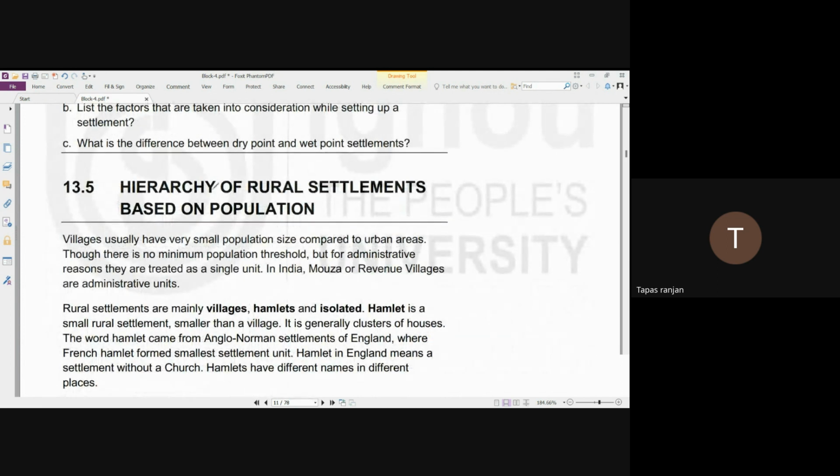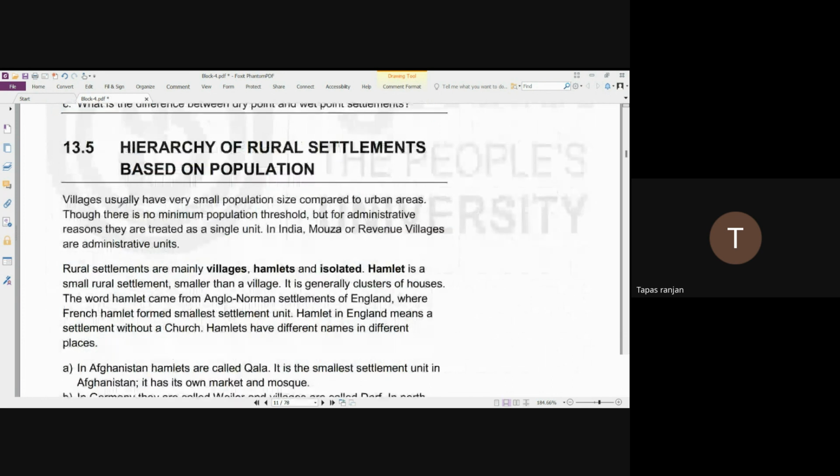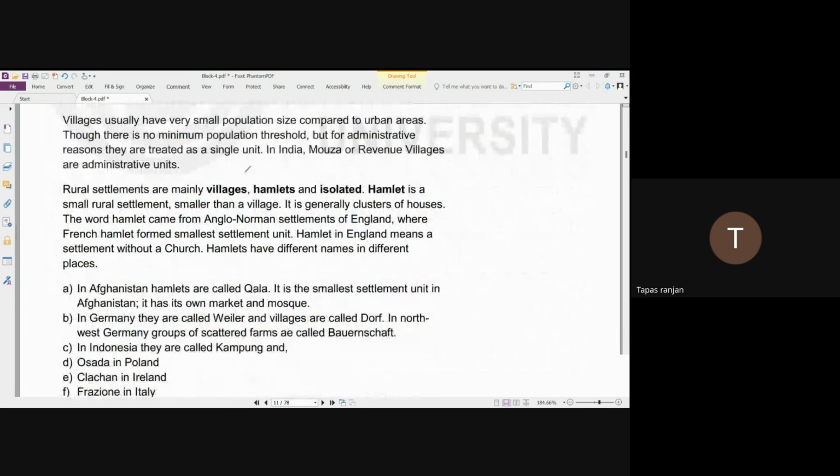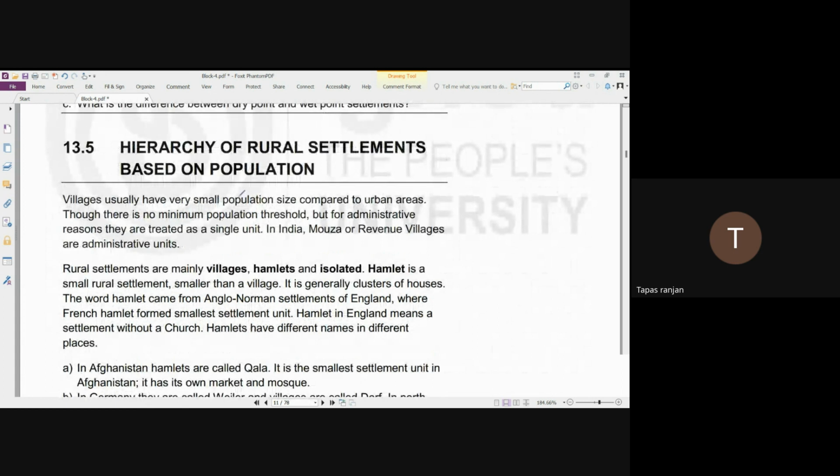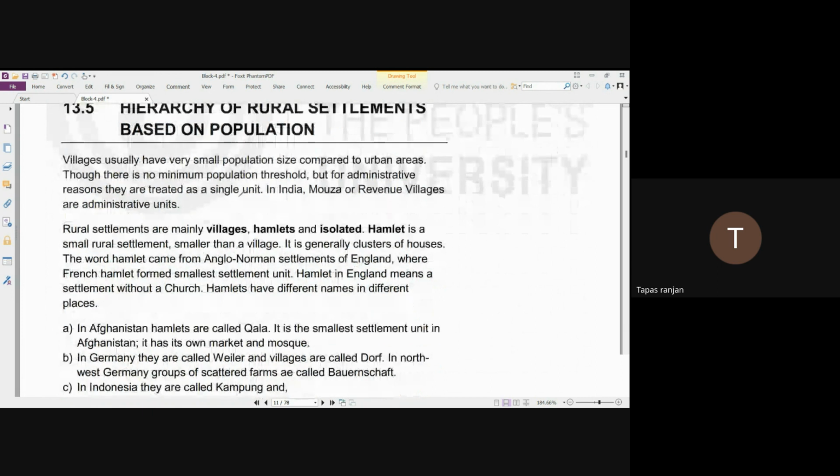So hierarchy of rural settlement. How can we define the hierarchy of rural settlement? Based on the size of settlement, based on the population size, so we can compare the rural settlement. Okay. So first of all, you have villages, you have hamlets and isolated villages. Okay, isolated settlements. So these are different types of rural settlements. I think in the previous class also we discussed the dispersed settlement.